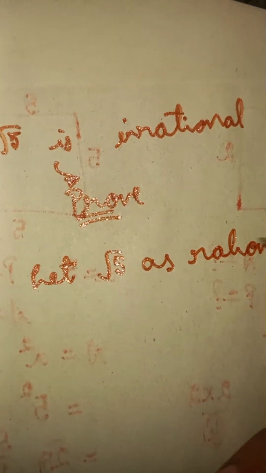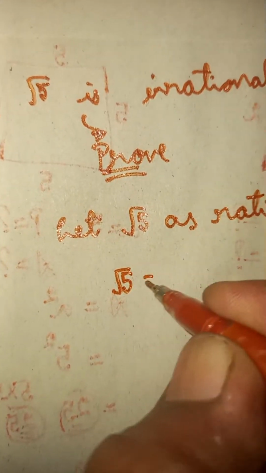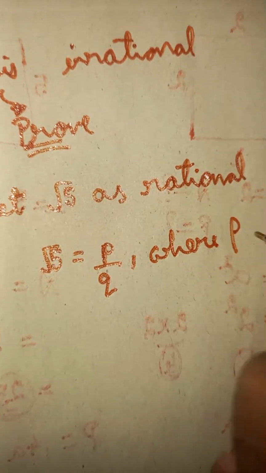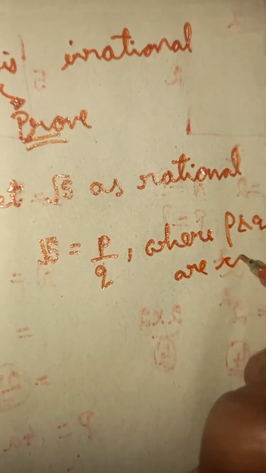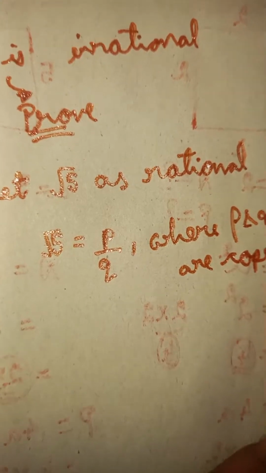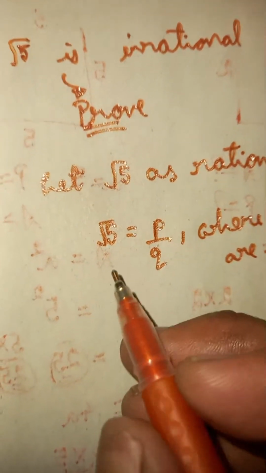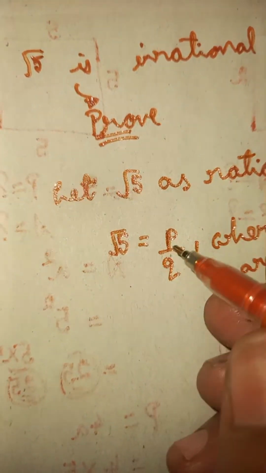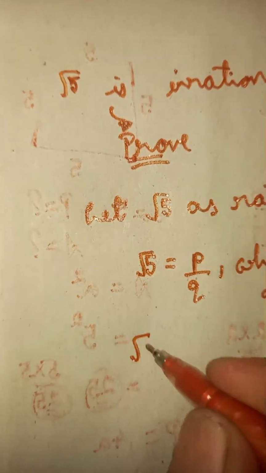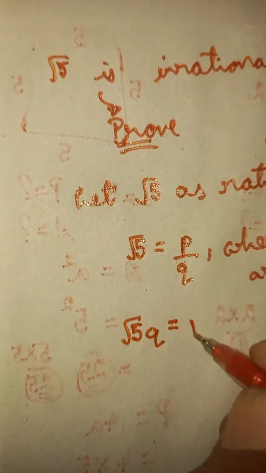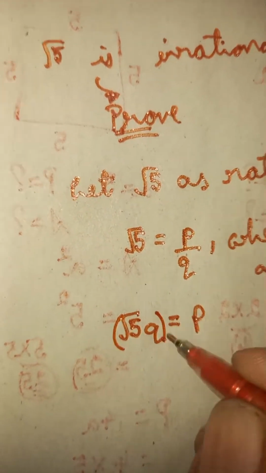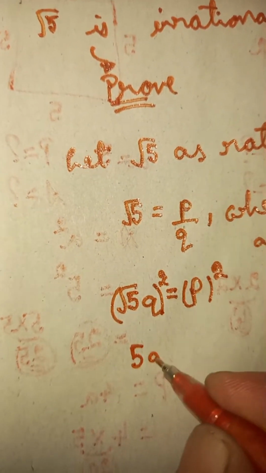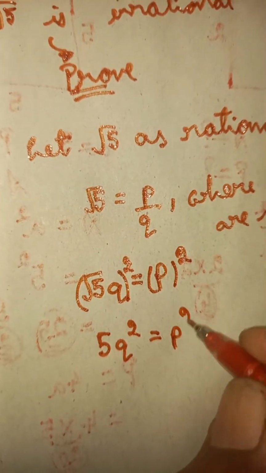After taking that, you can take root 5 equal to p by q, where p and q are coprimes. Coprimes means they don't have any common factor. And you need to disprove that root 5 is rational. So take q to that side, it is going to become root 5 q equal to p, and afterwards let's square on either side. Root 5 squared becomes 5, so 5q squared equal to p squared.